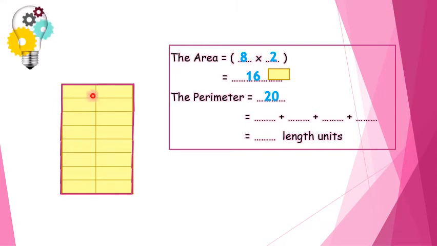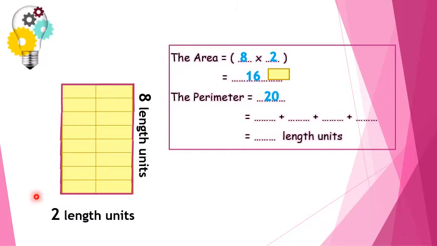Or I can say that I have here 2 length units and here 1, 2, 3, 4, 5, 6, 7, 8 length units. And of course here 1, 2. So if I have here 2, what's opposite of it is 2 because this is a regular shape. And if I have here 8, what's opposite of it is 8. So the perimeter will be 2 plus 8 plus 2 plus 8. 2 plus 8 is 10 and 2 plus 8 is 10. 10 plus 10 is 20 length units. This is the difference between perimeter and area.